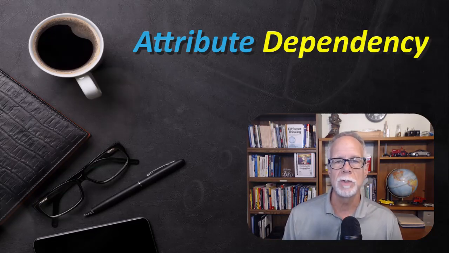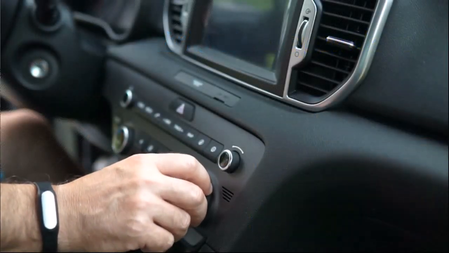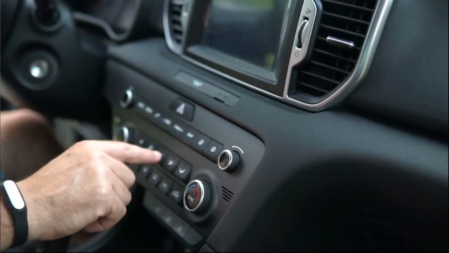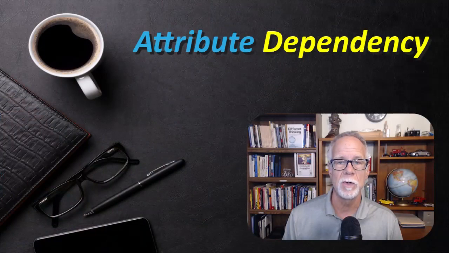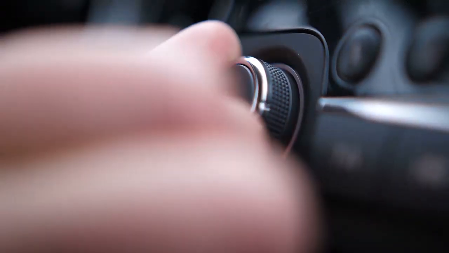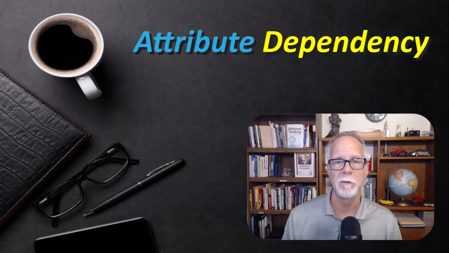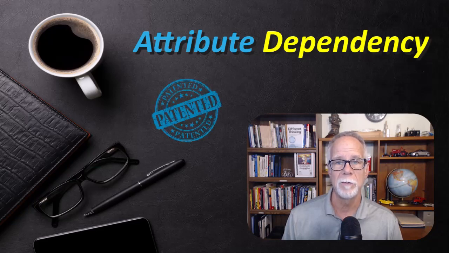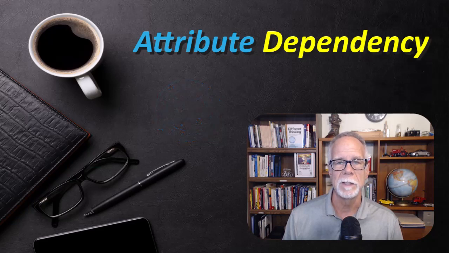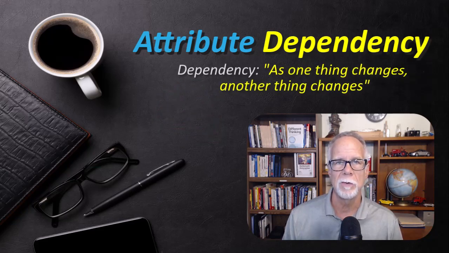Consider when you play music or a podcast in your car. You typically set the volume before you get on the road. But as you speed up, driving gets noisier, so you have to adjust the volume. Years ago, one of the automakers created a dependency between the volume of the entertainment system and the speed of the car. Those are both attributes. As the car goes faster, the player volume automatically gets louder. That was a patentable feature back then when it was created. So that's an example of creating a dependency. As one thing changes, another thing changes.